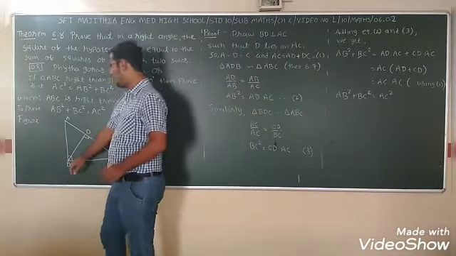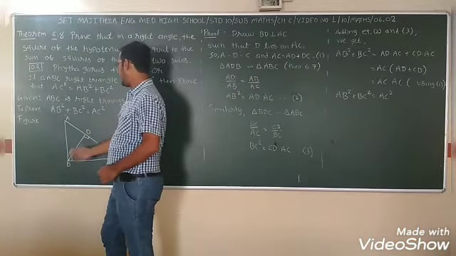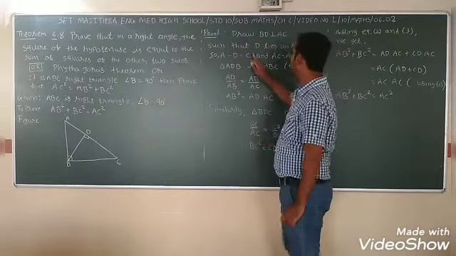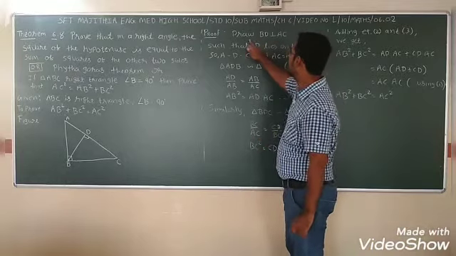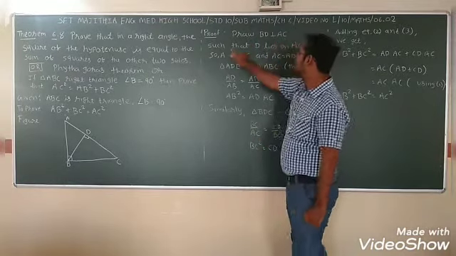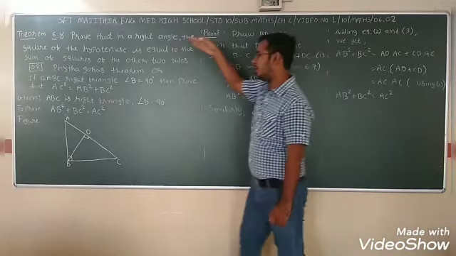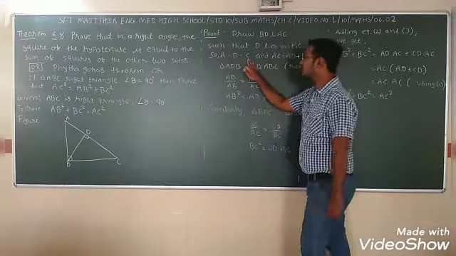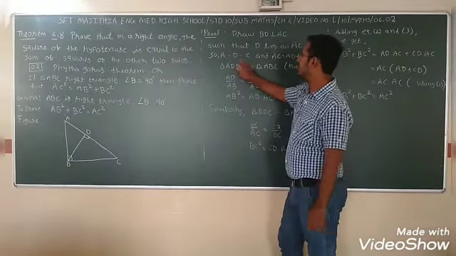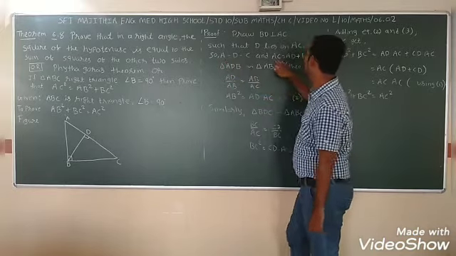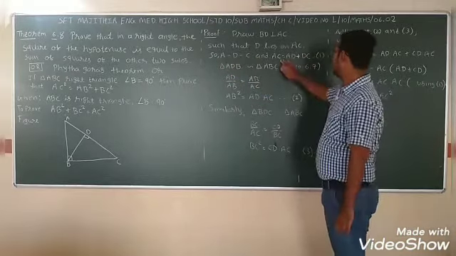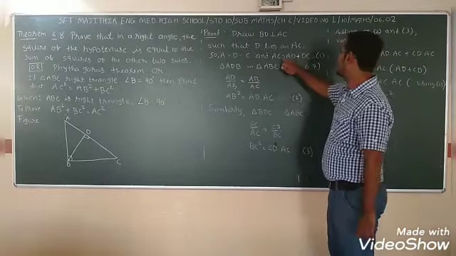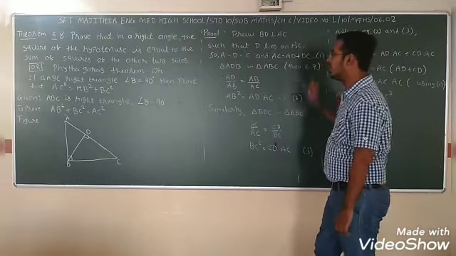Okay, here the figure. Triangle ABC, with angle B a right angle, and I draw here the altitude BD perpendicular to AC, such that D lies on AC, on a single line. So we know that AC is equal to the whole is equal to the sum of the parts, AD plus DC. You already proved this in chapter number 5, in 9th standard. AC is equal to AD plus DC, that is number 1.